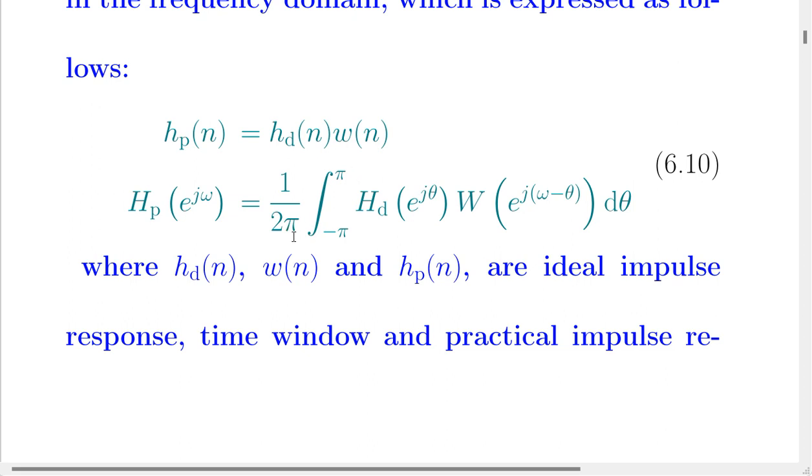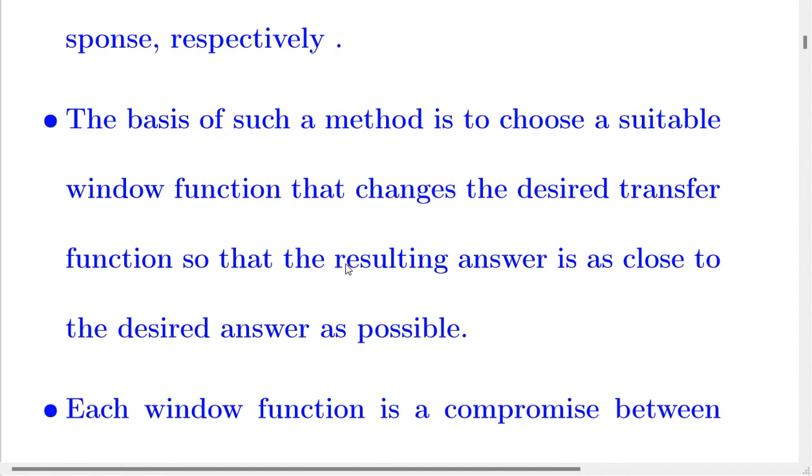2π integration from −π up to π of H_desired(e^jθ) times W(e^j(ω−θ)) dθ, convolution in the frequency domain. And it's of course continuous, so we need to have integration, where h_desired[n], w[n], and h_practical[n] are the ideal impulse response, time window, and practical impulse response, respectively.